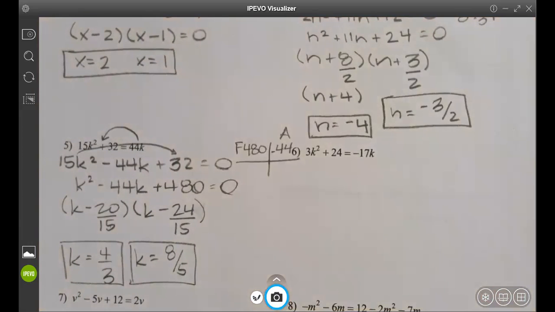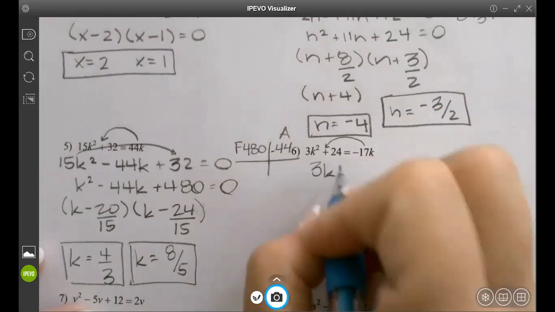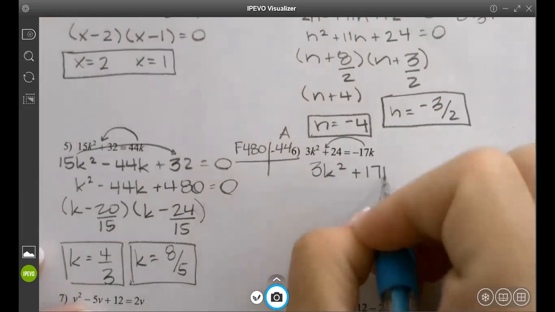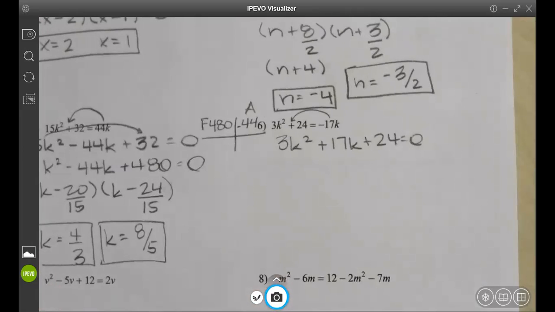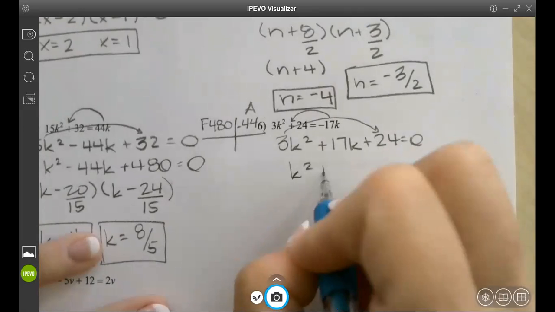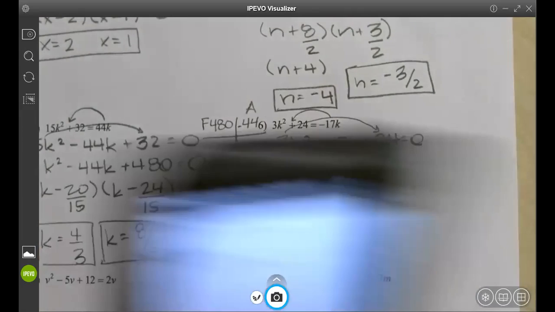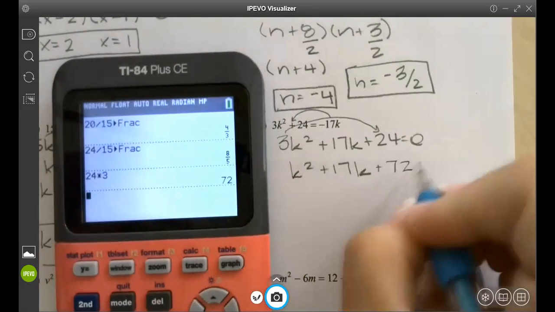All right, look at your next one. You okay? Promise? Okay. Same thing on the next one. The 17 has to go over and it's going to go in the middle. So 3k squared is going to change to a +17k, leave the 24. Since we have a number in front, we're going to slide it to the back. We get k squared plus 17k. 24 times 3 is 72.